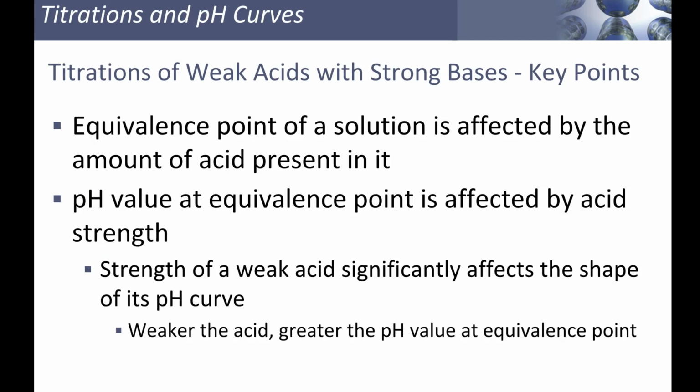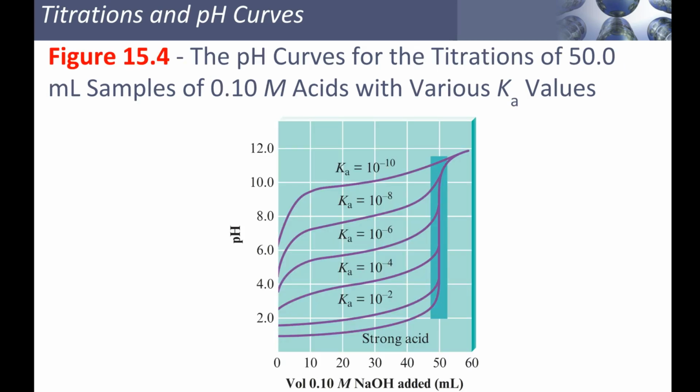So weak acid, strong base, equivalence point is affected by the amount of acid. pH of the equivalence point is dependent on the acid strength. And the strength of the weak acid affects the shape of the curve. The curve will look different. Weaker the acid, greater pH value at equivalence point. Okay, because then the base takes over.